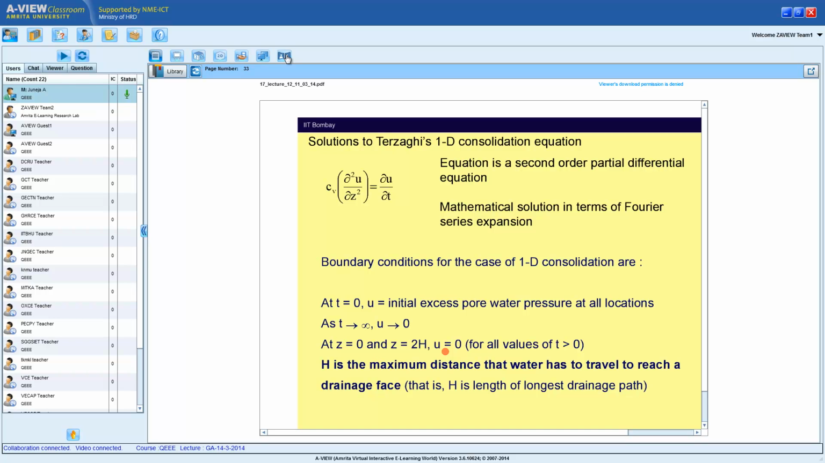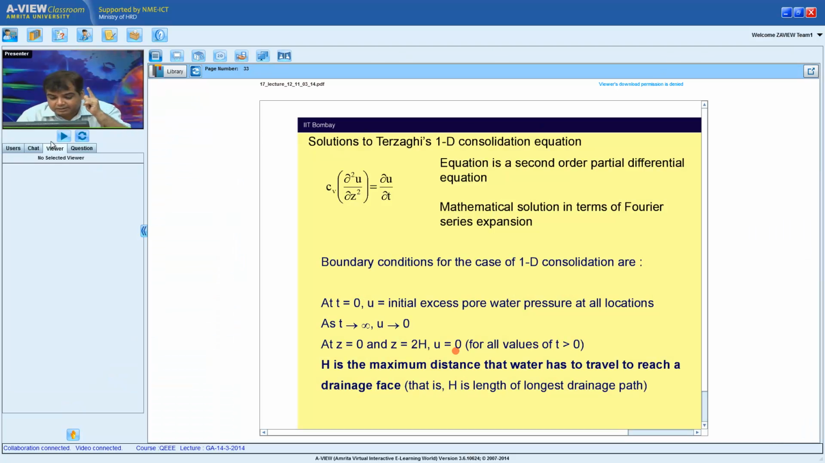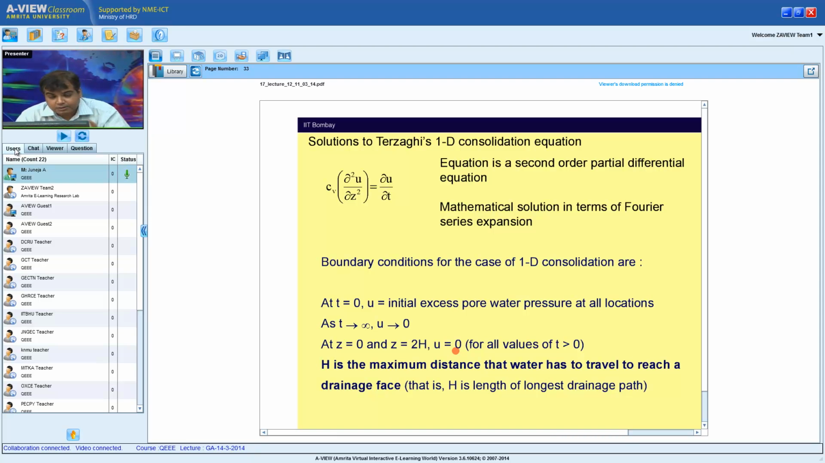The excess pore pressure is 0 for all values of T which are non-zero, meaning the moment consolidation starts, the excess pore pressure at the boundaries becomes 0. Obviously, this is for us to understand that the drainage occurs immediately near the boundary. It is similar to Terzaghi's tank which he used for demonstration. In this case, capital H is the maximum distance which the water will have to travel.